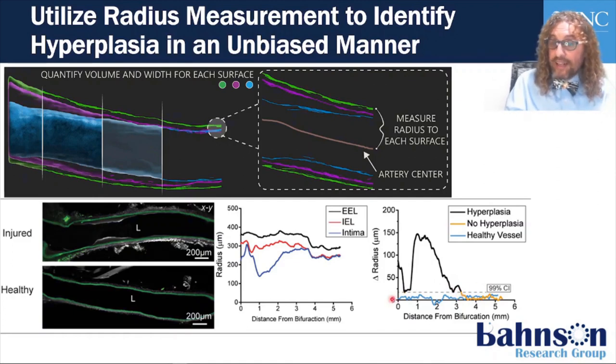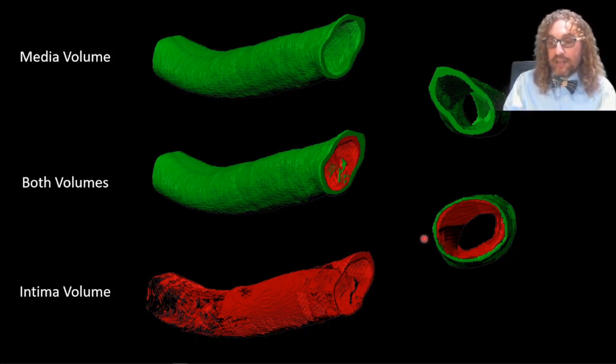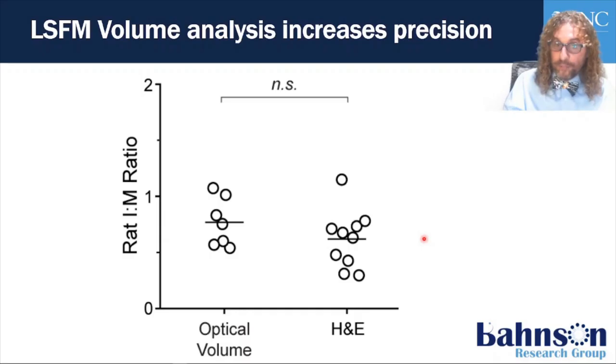So we know exactly the length of injury, and that is the length of the artery that we're going to use to calculate all the morphometric parameters, like getting this media volume, getting the intima volume, and being able to actually calculate an intima to media ratio, as I have mentioned before.